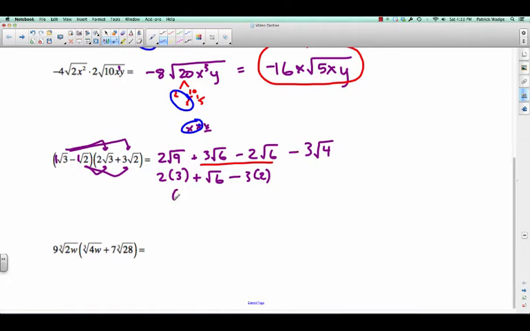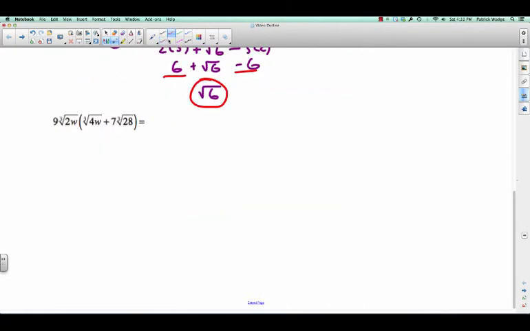Okay, 2 times 3 is 6, plus root 6, take away 3 times 2 is 6. Oh, interesting. We can combine that with that. If we do that, 6 take away 6 is 0. It's gone. The only thing that's left is this root 6. And that's our answer.